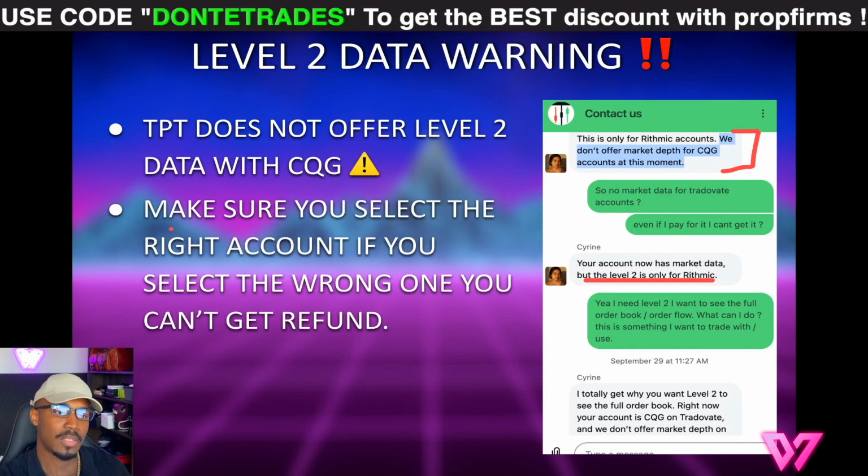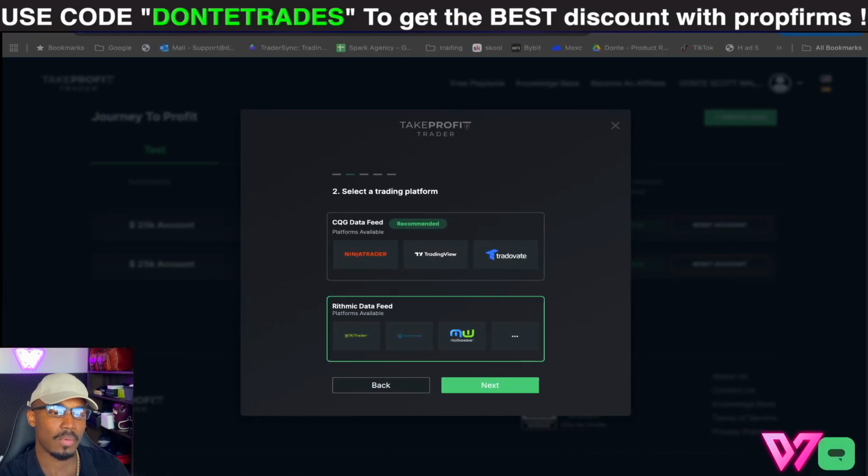So again, just make sure you select the right account, because if you select the wrong one, you can't get a refund. They won't refund you for that.